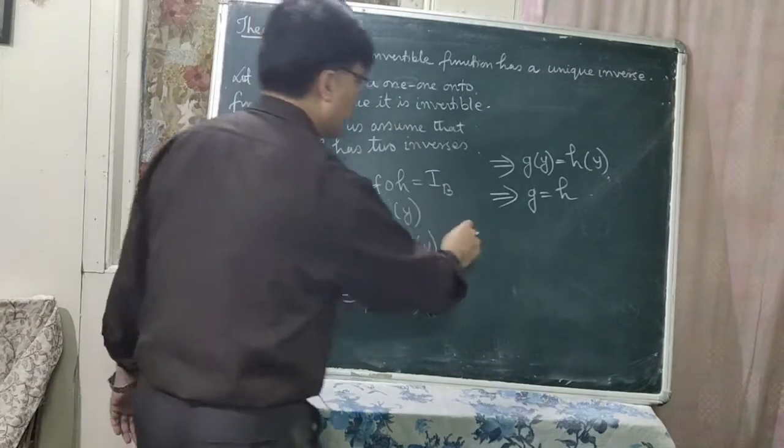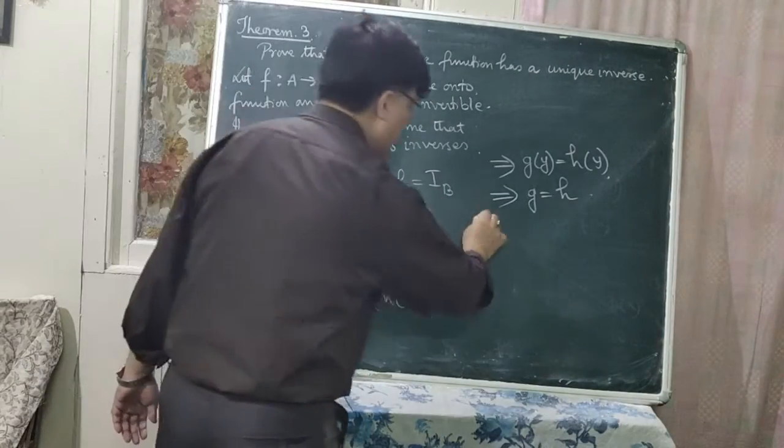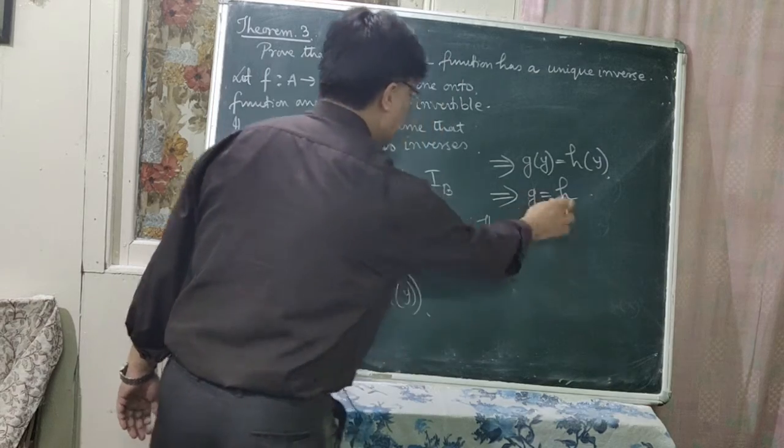So therefore the inverse is unique. That means g is equal to h.